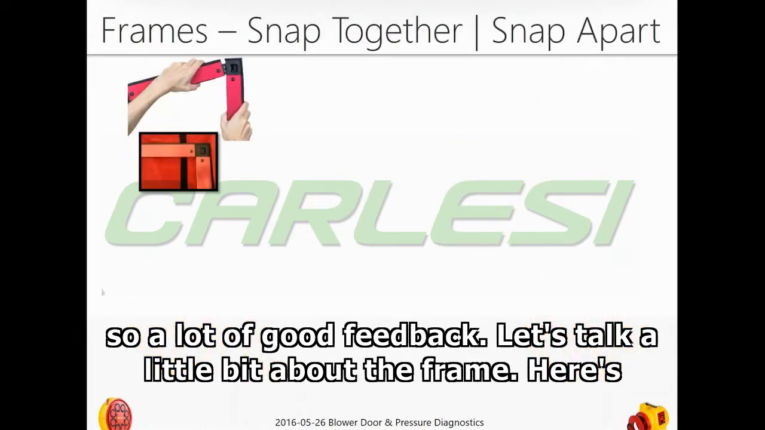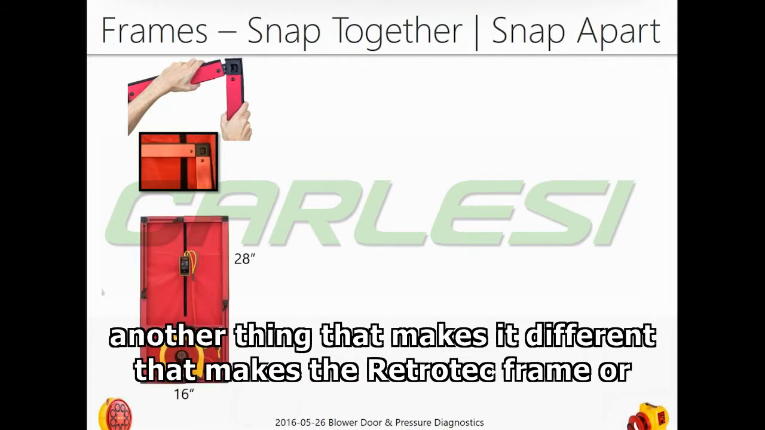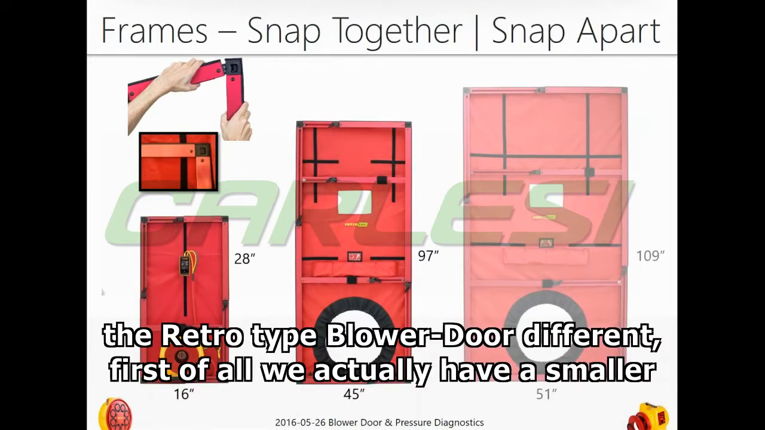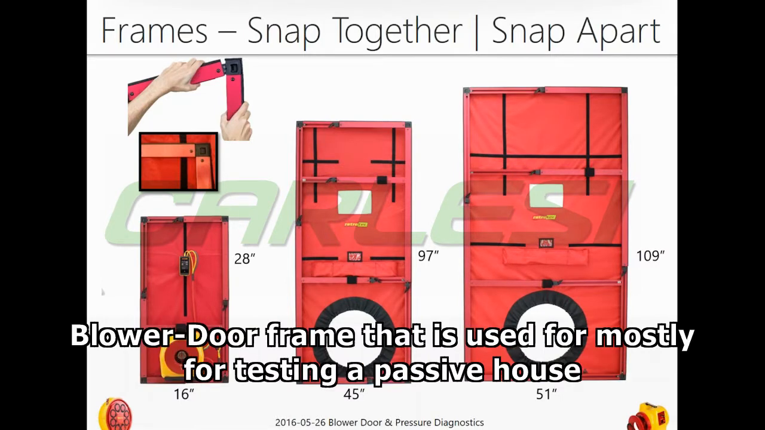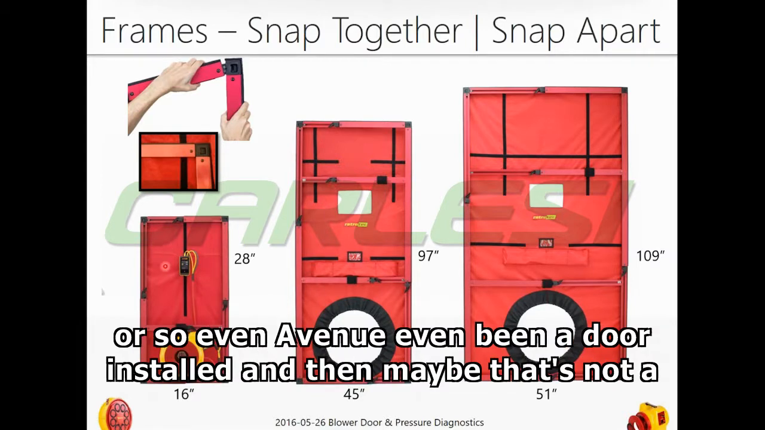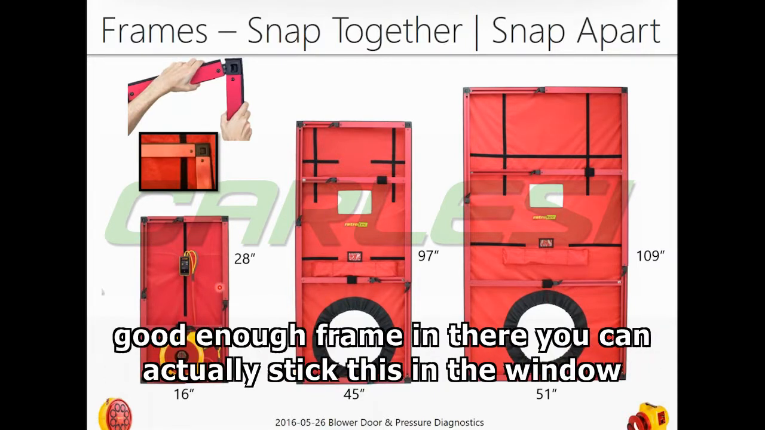Let's talk a little bit about the frame. Here's another thing that makes the Retrotec blower door different. First of all, we have a smaller blower door frame that is used mostly for testing a passive house. This actually fits in a window, so you don't have to take up an entire door, or if a door hasn't even been installed and maybe there's not a good enough frame in there, you can stick this in a window.